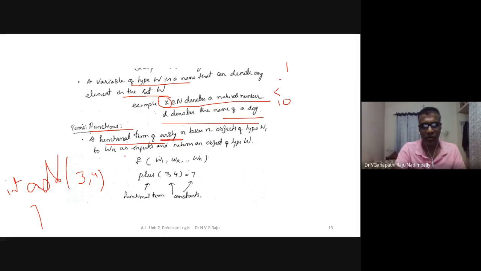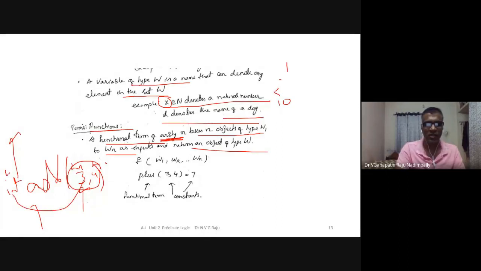It is going to return 7. Now a function term of arity n is a term which takes n objects of type W1 to Wn as input and gives output. It can be W1, W2, and so on up to Wn, and it returns an object of type W. Whatever type you take here, the same type it is going to return. Here I have taken the type as W, and the return type is also W. It is a function.